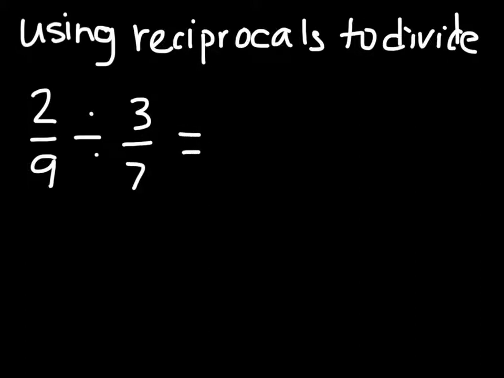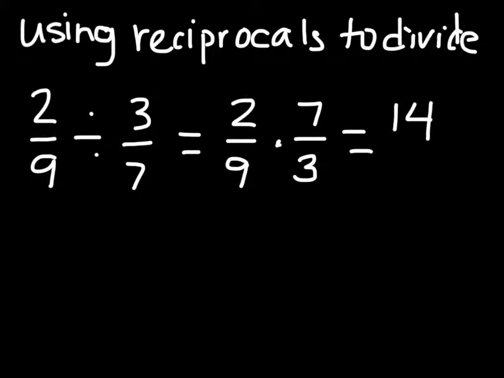To solve, we simply take 2/9 and multiply by the reciprocal of 3/7, which will be 7/3, giving us an answer of 14/27. So 2/9 divided by 3/7 is 14/27.